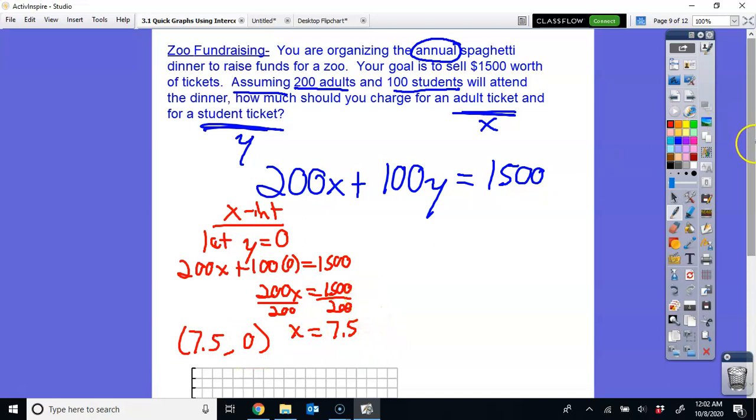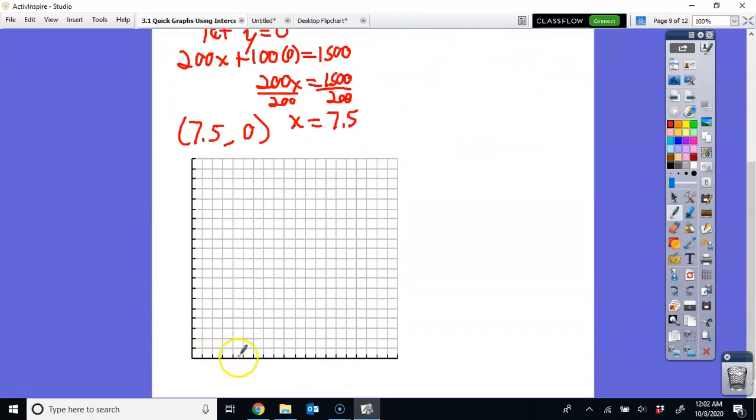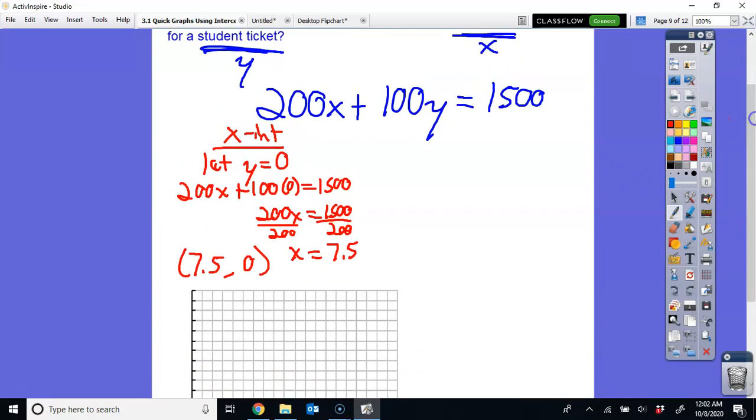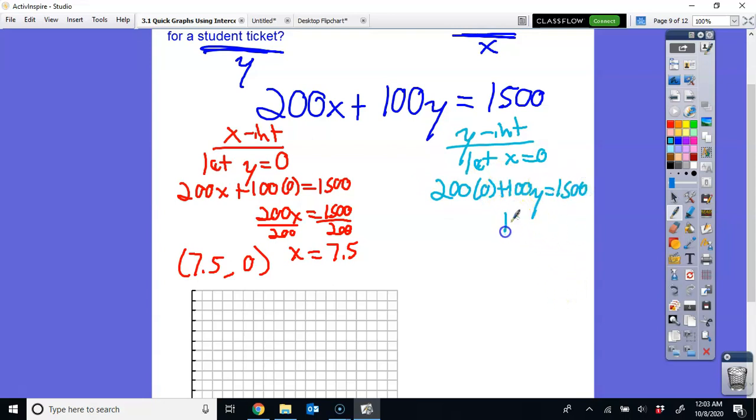And so that would give me a point on the graph at 7.5. So I'm going to go over here to 7.5 and 0. And I know I kind of made my point a little fat there, but 1, 2, 3, 4, 5, 6, 7.5 and 0. That would be the x-intercept. The y-intercept, remember, we let x equal 0 because that is going to be the value for x everywhere on the y-axis. So we get 100y equals 1,500.